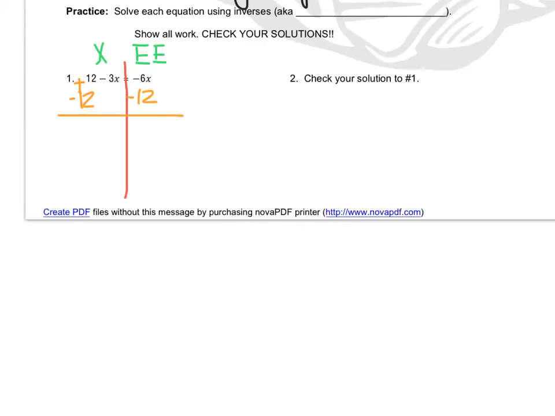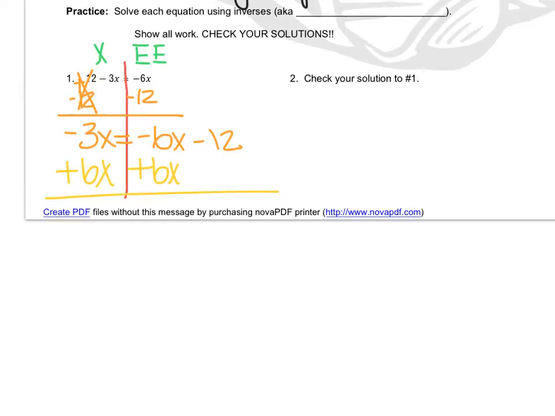So on the left, my 12s are going to cancel, and I'm left with negative 3x equals, okay, over here on the right, this negative 6x minus 12, I can't combine those because one has an x and one doesn't, so I'm just going to have to rewrite it: negative 6x minus 12. I know that everything that has an x should be over here because this side is my x side. So I'm going to get rid of this minus 6x here. It needs to move over, and I'm going to do that by adding 6x. Remember, whatever you do to one side of the equation, you have to do to the other. So negative 3x plus 6x is 3x equals, my negative 6x and positive 6x are going to cancel, and I'm left with negative 12.